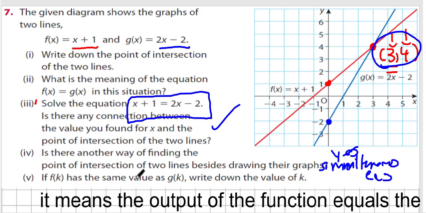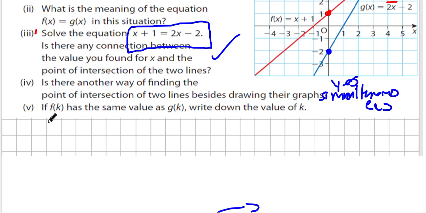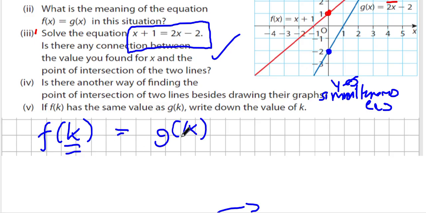If f of k has the same value as g of k, write down the value of k. This is an awkward one. Okay, I'll explain why it's a bit awkward. What does f of k mean, guys? It means k is the input for the f equation. And what does g of k mean? k is the input for the g equation.